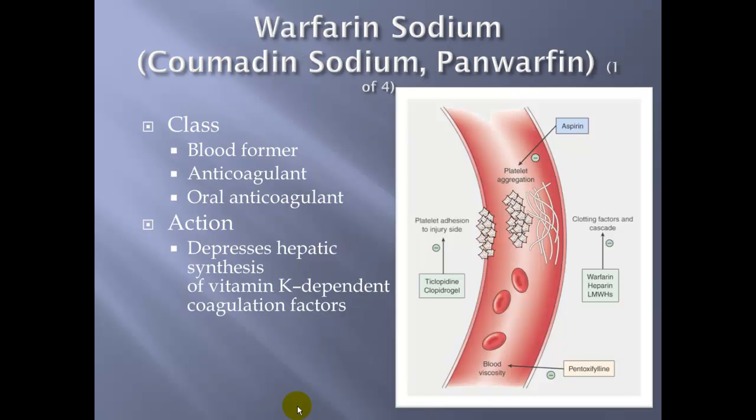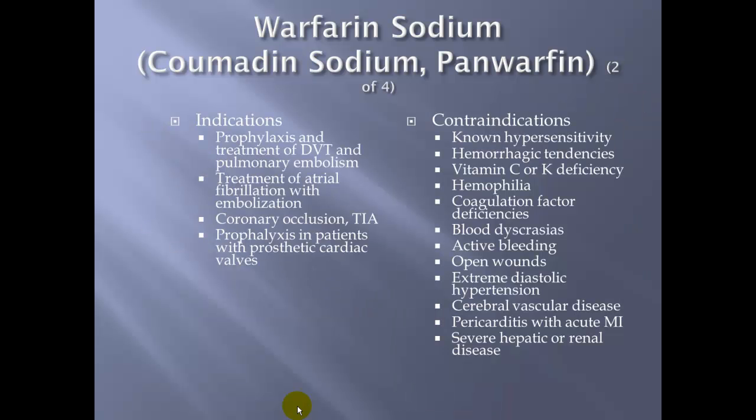Warfarin sodium, Coumadin. Class: blood former, anticoagulant, oral anticoagulant. Action: depresses hepatic synthesis of vitamin K dependent coagulation factors. A lot of coagulation factors are vitamin K dependent. So this is going to hamper the body's ability to form anything that would be utilized with vitamin K. Again, this is going to mess with the bricks, prothrombin to thrombin.